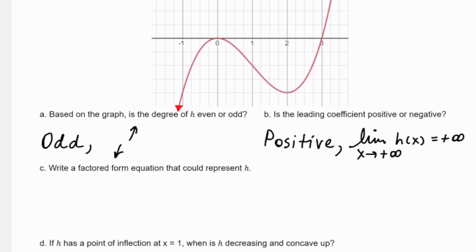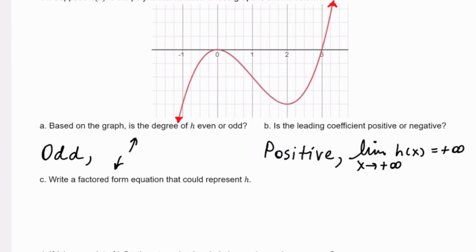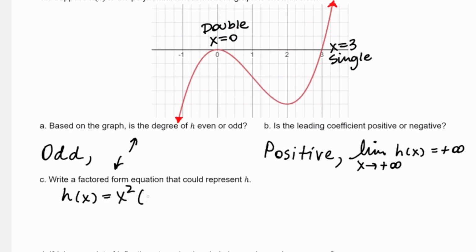Okay, and then writing a factored form equation that could represent h, that's what we've been doing the whole time. H of x is, okay, odd degree, positive leading coefficient. I'll just assume the leading coefficient is 1 this time. This is x equals 0, looking like a double root. And then this is x equals 3, definitely a single root. So h of x equals (x minus 0) squared multiplied by (x minus 3).